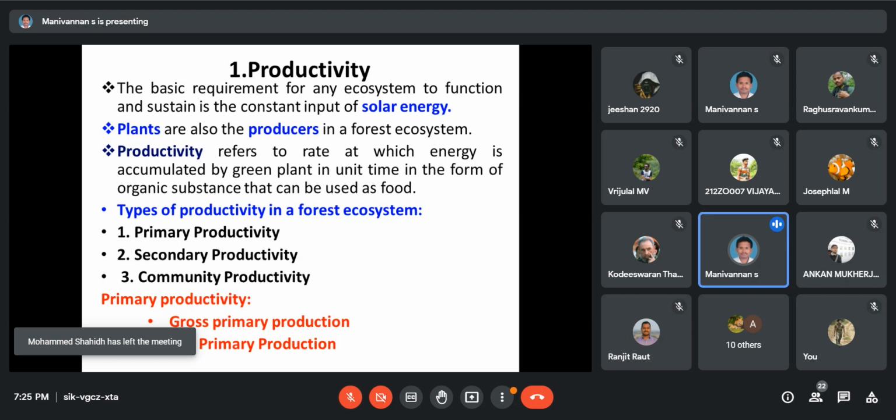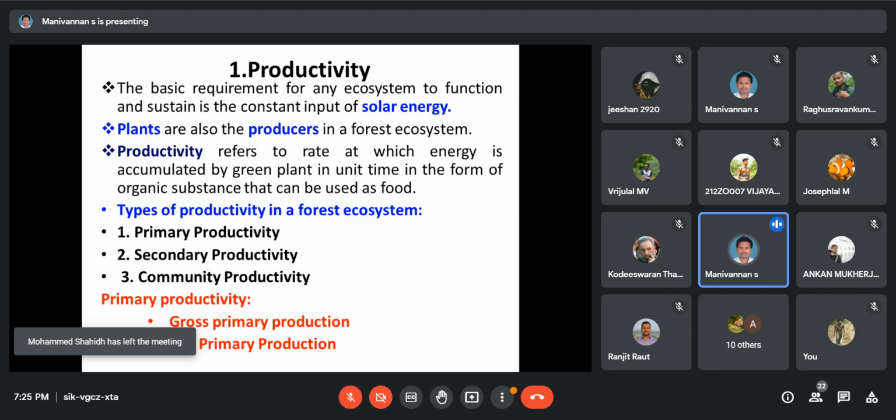The primary productivity is again divided into two classes: the gross primary production and the net primary production. The productivity is divided into primary productivity, secondary productivity, and community productivity. Again, the primary productivity is divided into two categories: gross primary productivity and net primary productivity. I will explain later what the gross primary productivity and the net primary productivity are.